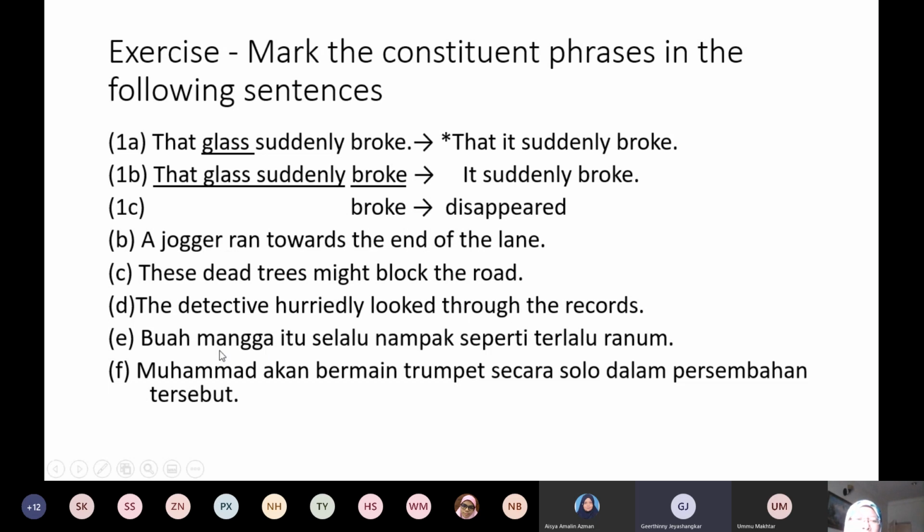So the bigger constituent, you have the subject, which is buah mangga itu, and then the bigger constituent of the verb phrase is selalu nampak seperti terlalu ranum. That's one big constituent. In that verb phrase you have nampak, which is the verb, selalu, which is the adverb, and then another preposition phrase, seperti terlalu ranum.